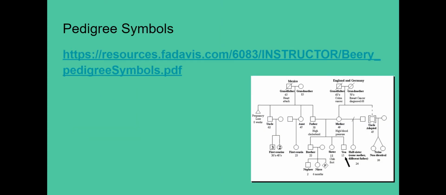Symbols, I'm going to give you a link right there. If you were to follow that from the Google Slides, you can get to this page. And that gives you all of the symbols that are affiliated with pedigree. They're all standardized, and there's a good reason for that.